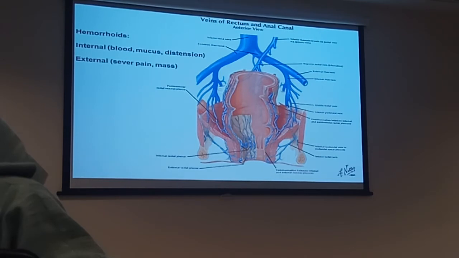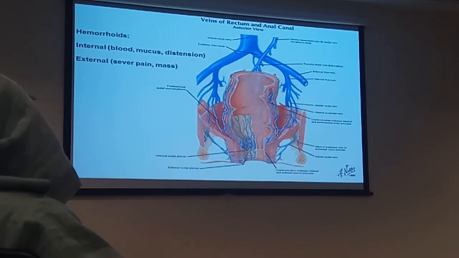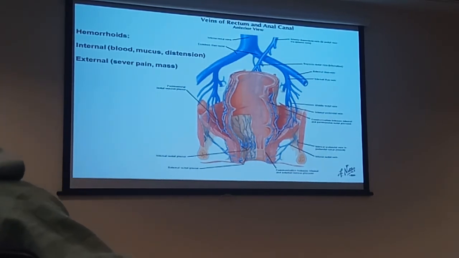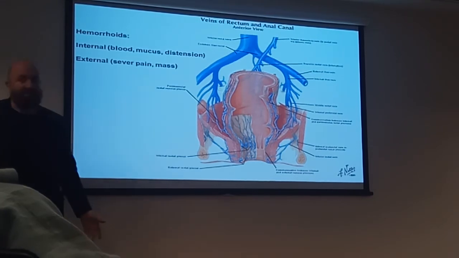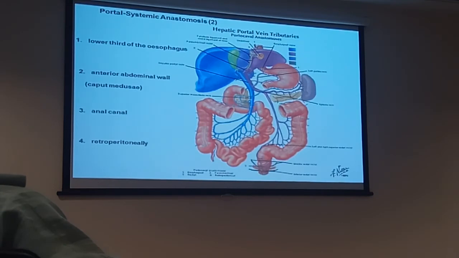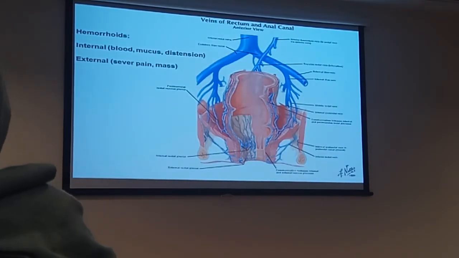Remember, number 1 was the lower third of the esophagus. The second one is this anal canal, between the tributaries of the superior rectal and the middle and inferior rectal. And number 3 is around the umbilicus, the anterior umbilical wall. We have a vein. No, I'll come to that. But first, did you understand this about the rectum and anal canal?